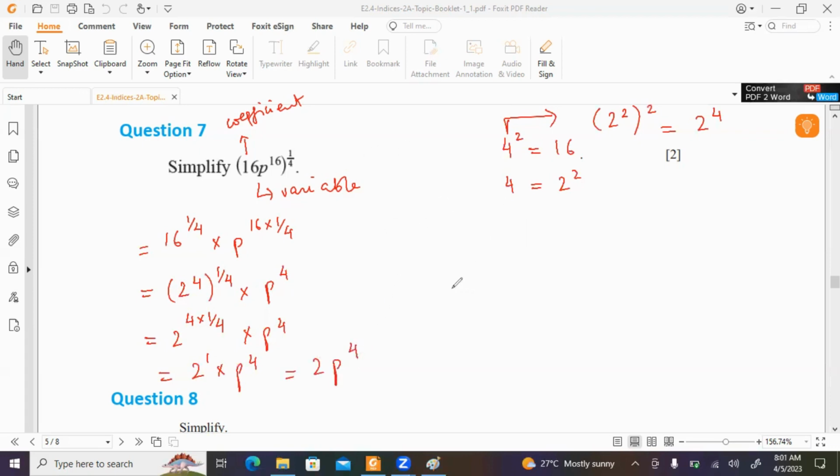Now these questions mostly come in cases where you're not supposed to use the calculator. So for that, you need to be familiar with perfect square terms and cube terms, so that you can easily solve them mentally.